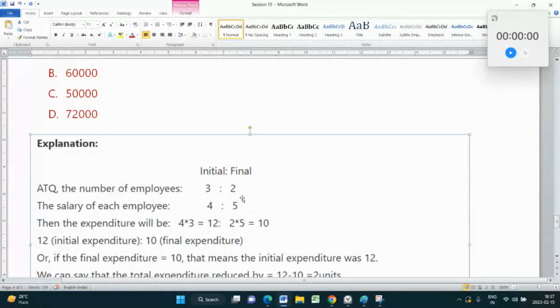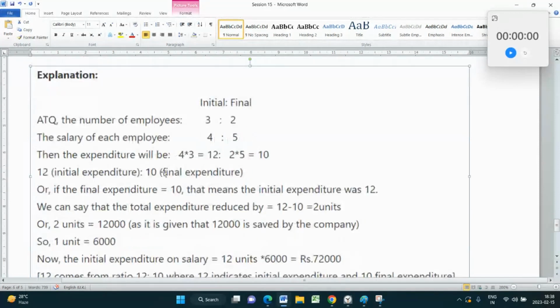Earlier it was, if two people were given 5,000, it is 10,000 rupees salary. So there is some unit that is attached with this. So initial expenditure was 12, the present expenditure is 10. So 12 units minus 10 units, how much have they saved? 12 units minus 10 units is saved.